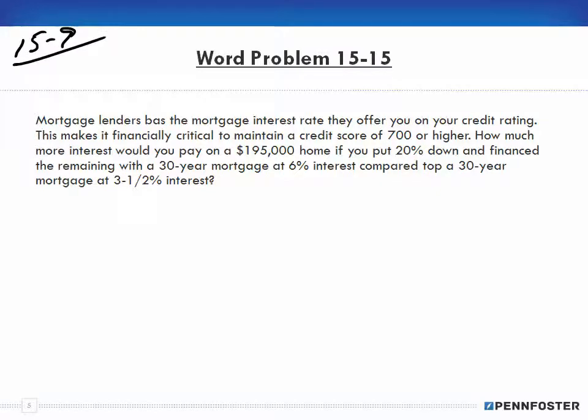So if you want to go back and look at that problem, in order to have more practice or whatever you need. Okay, so it says here 195,000, and we're putting down 20%. So we multiply by 20%, and we get, okay.